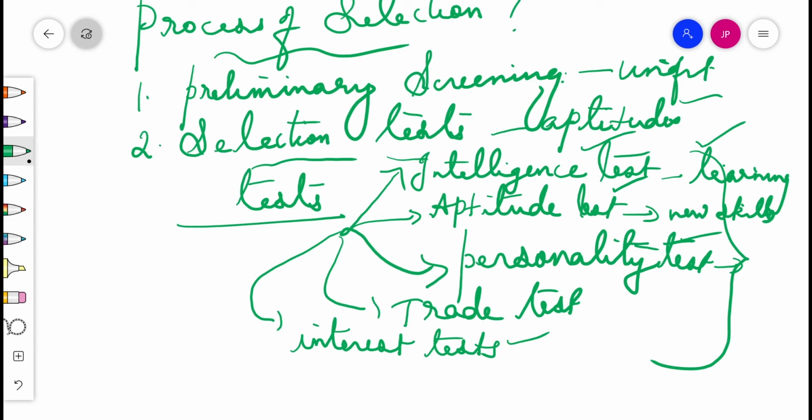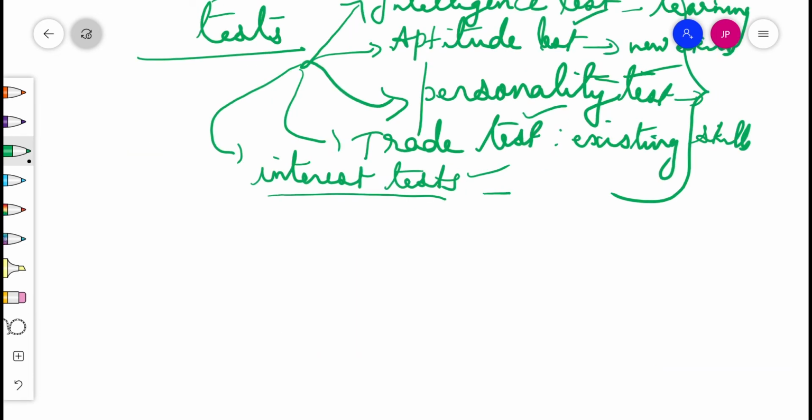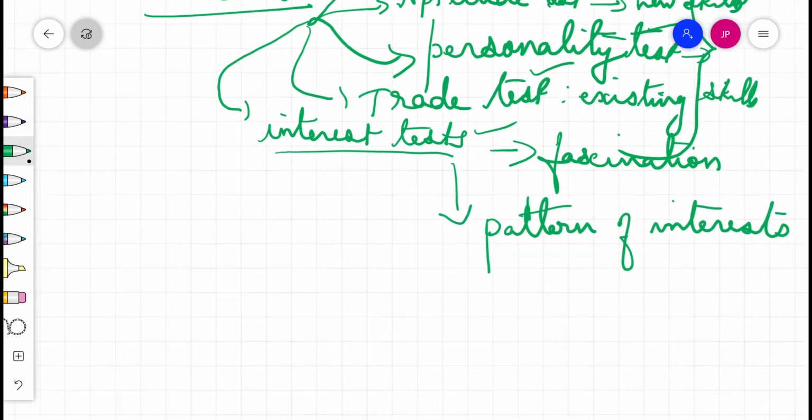Trade tests. These tests measure the existing skills of the individual. They measure the level of knowledge and proficiency in the area of professions or technical training. The difference between aptitude test and trade test is that the aptitude test measures the potential to acquire skills and the trade test measures the actual skills possessed. We have interest test. Every individual has fascination for some jobs more than others. So interest tests are used to know the pattern of interest or involvement of a person.